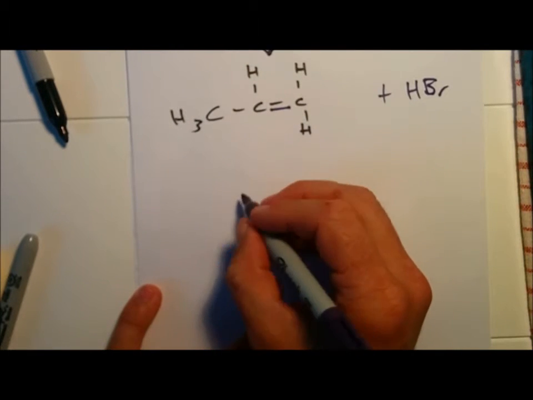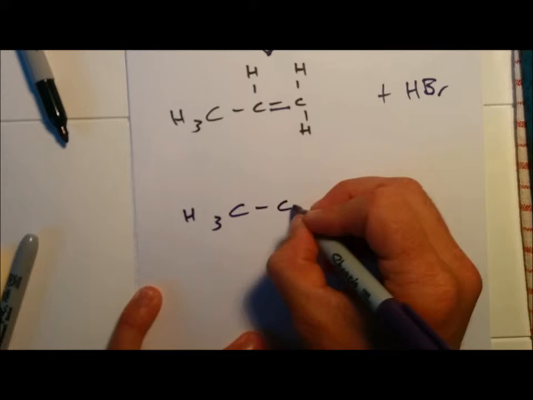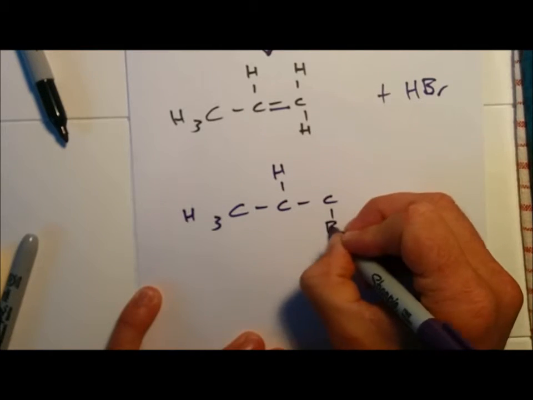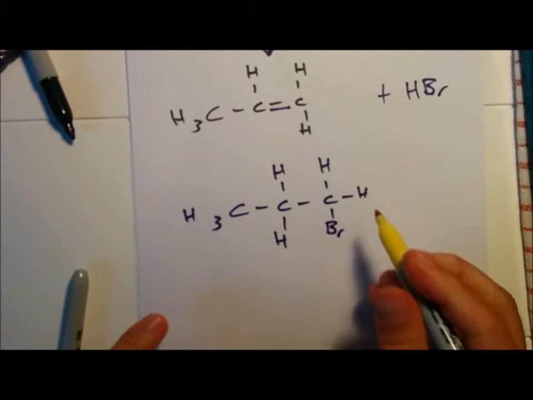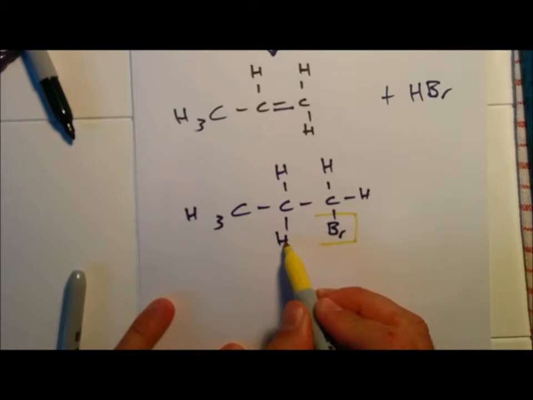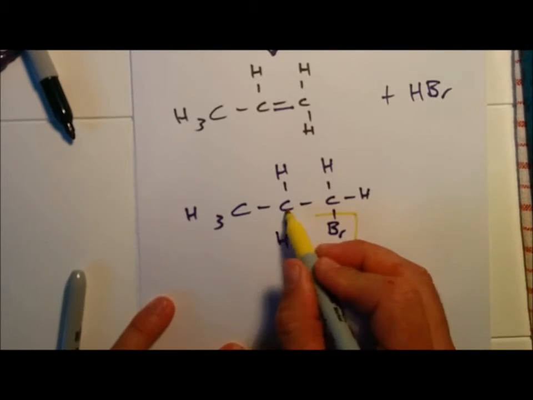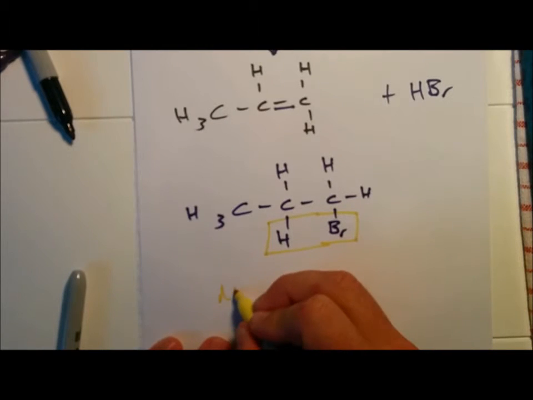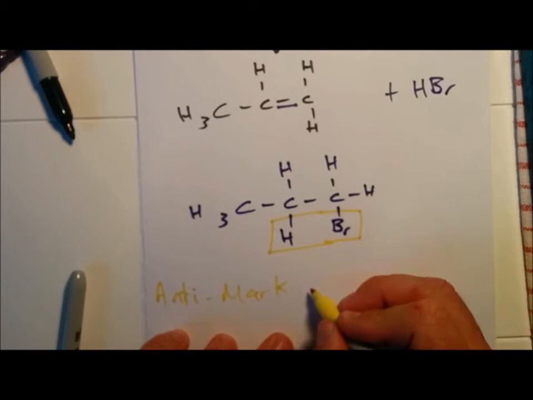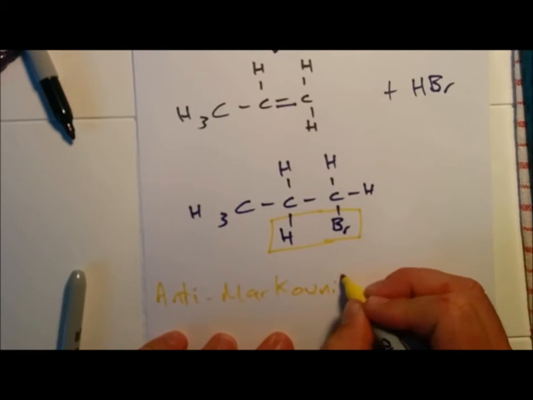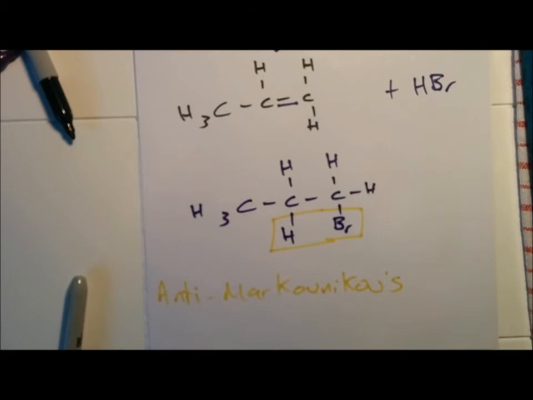I'll draw that so it's a little bit easier to see. So if I redraw it like this, you can see that here is my bromine, and I need to take the hydrogen from the adjacent carbon. Again, my Markovnikov's, or anti-Markovnikov's, so anti-Markovnikov's law applies. So if you need to see that, go back to look at the elimination of alcohols, just to review that.